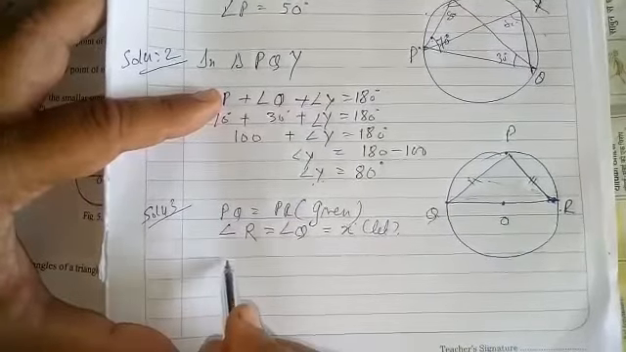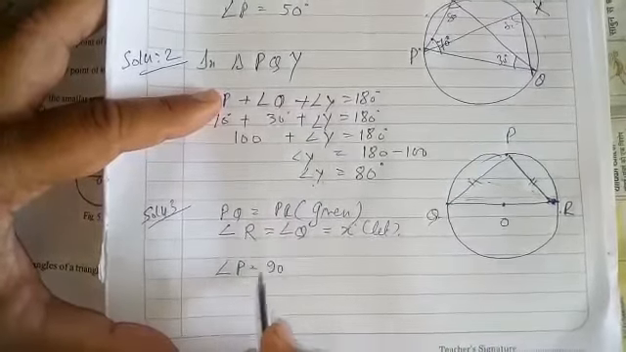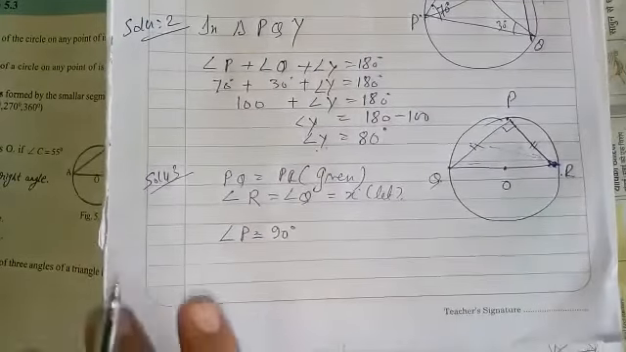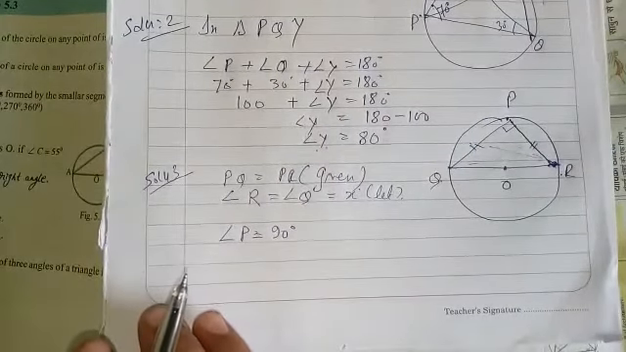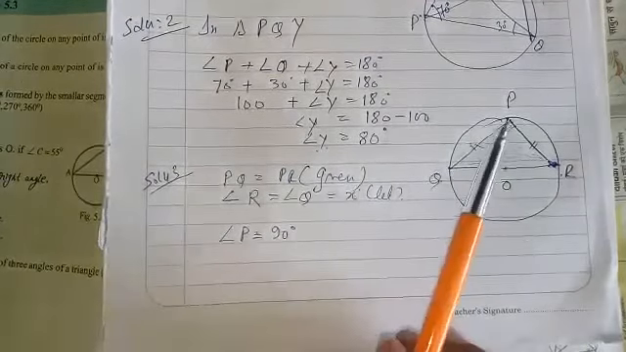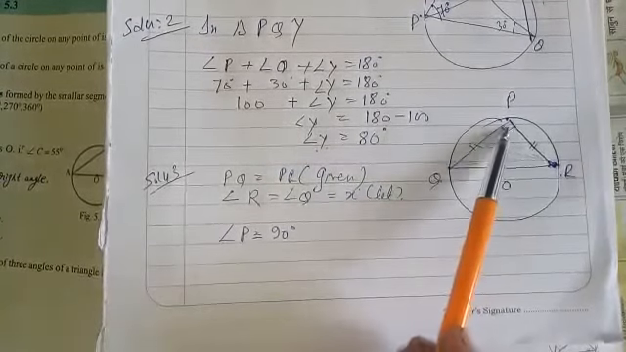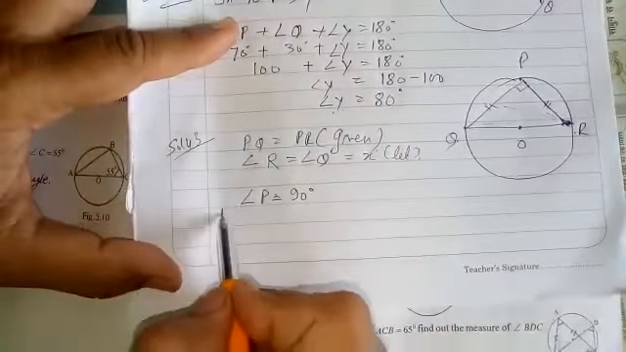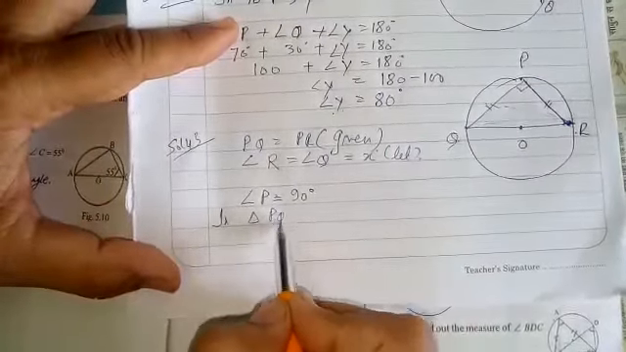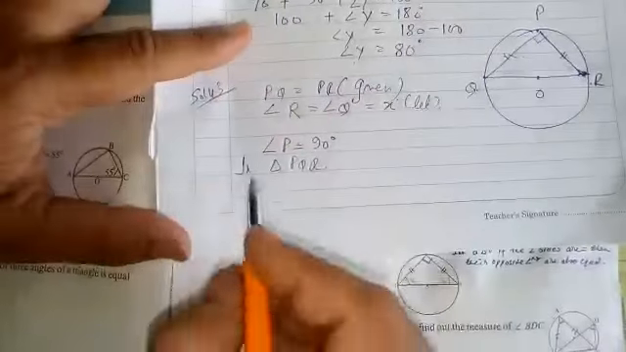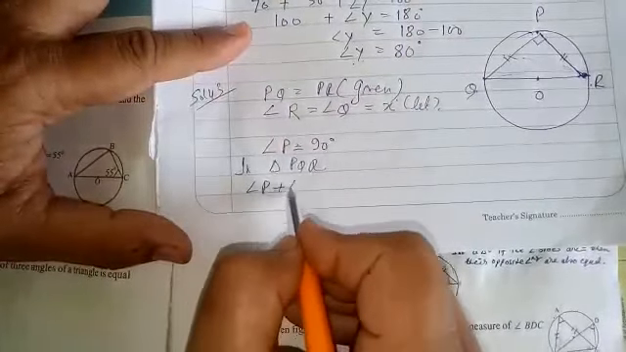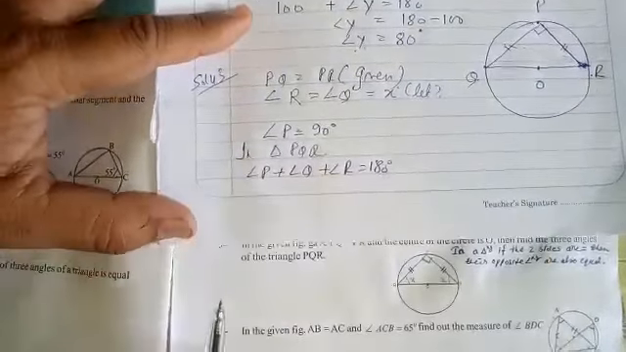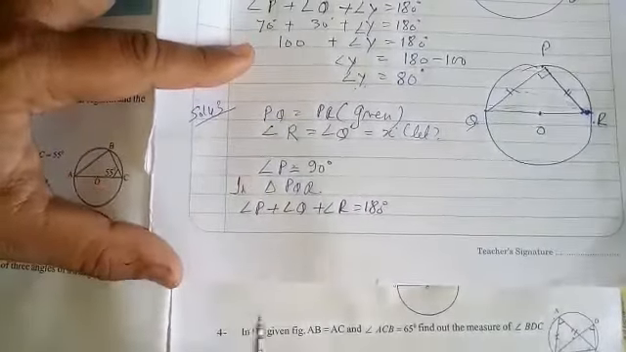Let angle P equal 90 degrees. Angle P will be 90 degrees. We just saw the reason why it is 90 degrees: because the angle in a semicircle is 90 degrees. Now which triangle are we solving? In triangle PQR, angle P plus angle Q plus angle R equals 180 degrees. The sum of angles of a triangle is 180 degrees.